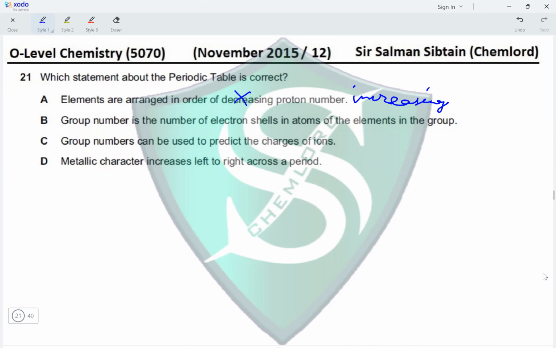Next, group number is the number of electron shells in atoms of the element in the group. Group number is the number of electron shells? No. The number of electron shells is the period number. The period number is equal to the number of shells present in an atom.